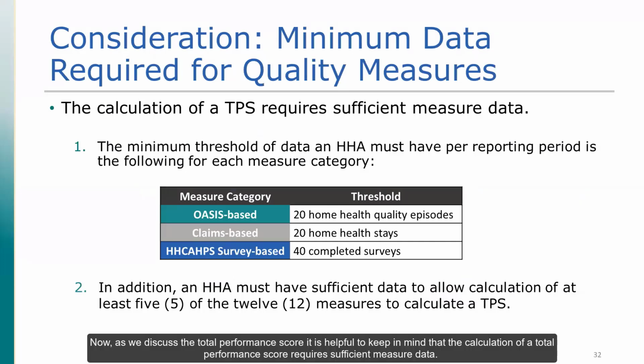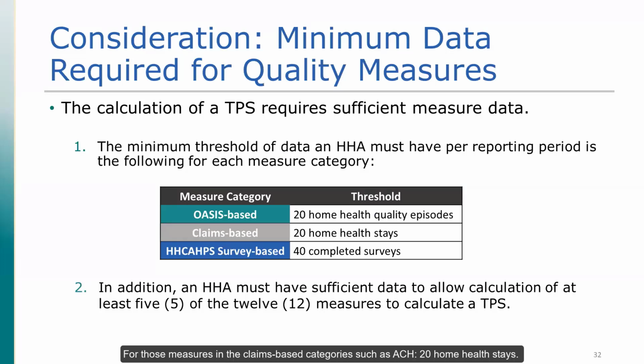Now, as we discuss the total performance score, it is helpful to keep in mind that the calculation of a total performance score requires sufficient measured data. The minimum threshold of data a home health agency must have per measure per reporting period is the following. For those measures in the OASIS-based category, such as improvement in dyspnea, 20 home health quality episodes. For those measures in the claims-based category, such as ACH, 20 home health stays. And for those components in the home health CAHPS survey-based measure category, 40 completed surveys.